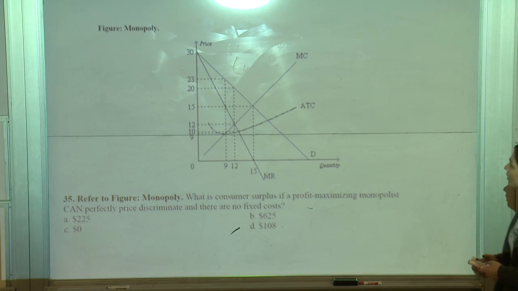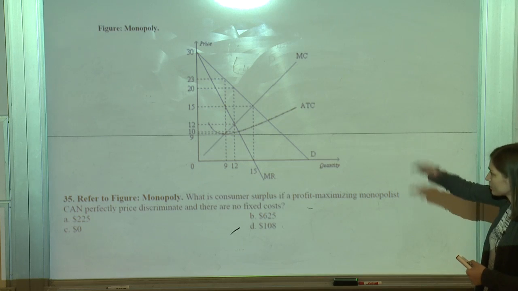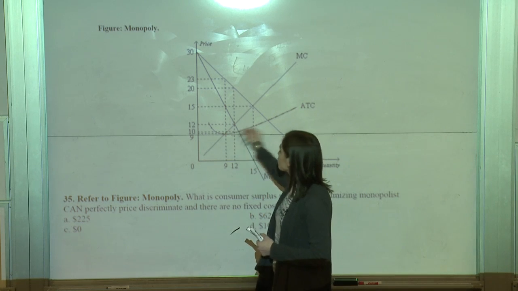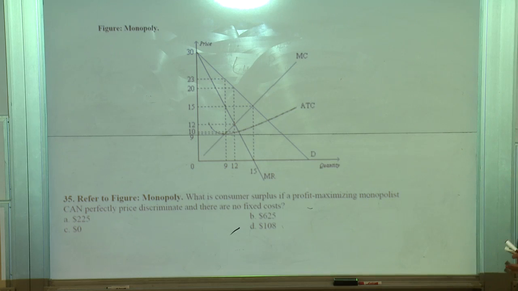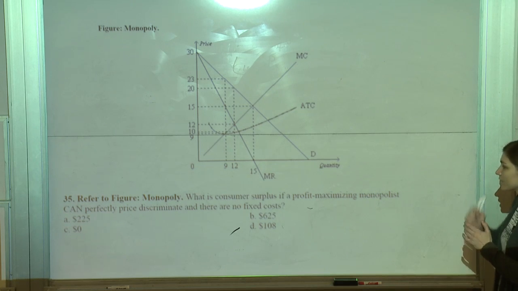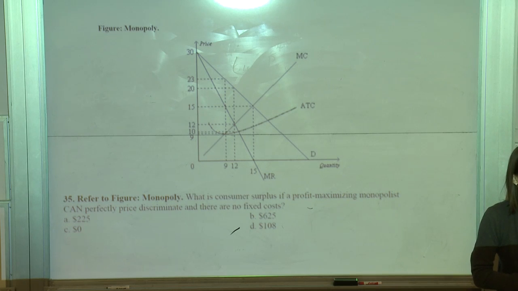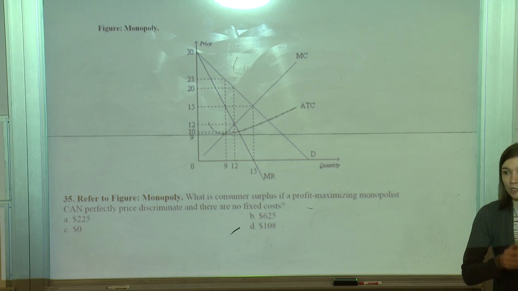All right. Here we have a monopoly. All right. So we have a demand curve, marginal revenue curve, and we're also given the average total and marginal cost. What is consumer surplus if a profit-maximizing monopolist can perfectly price discriminate and there are no fixed costs? Right. So question is, what is consumer surplus if that monopolist can perfectly price discriminate? What does that mean, to be able to perfectly price discriminate? Right. Charge every person what they're willing to pay.